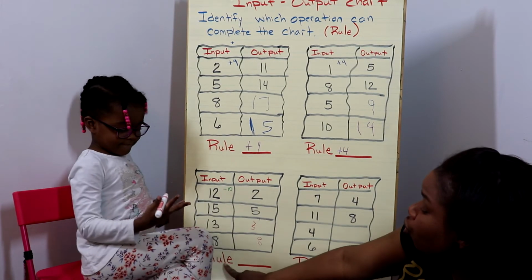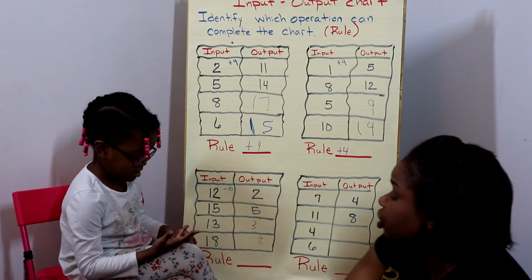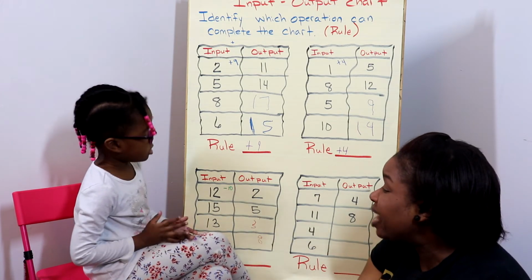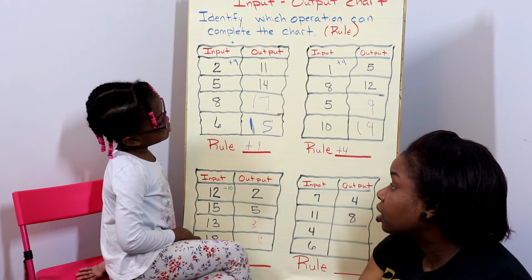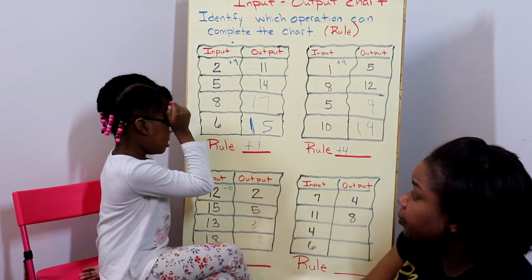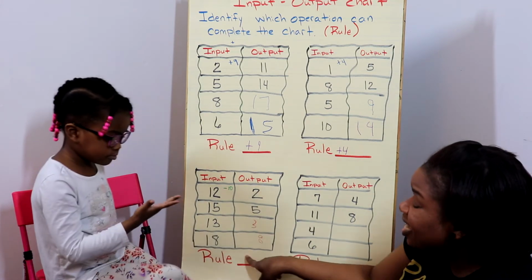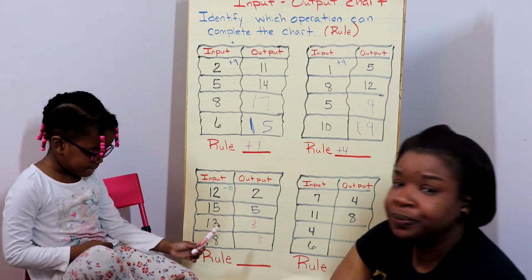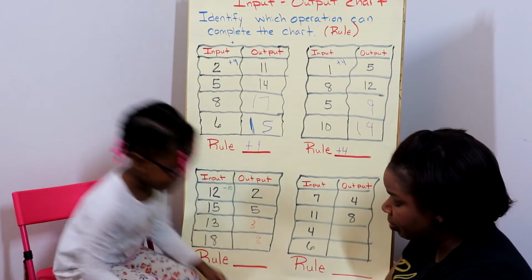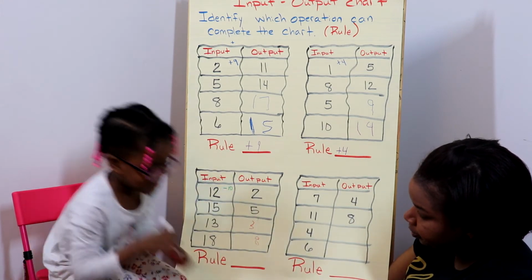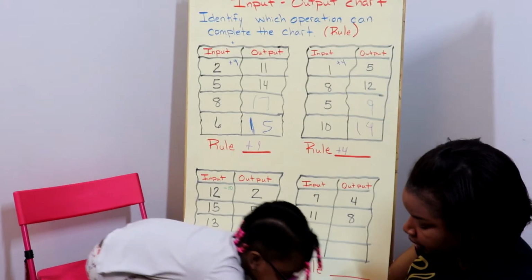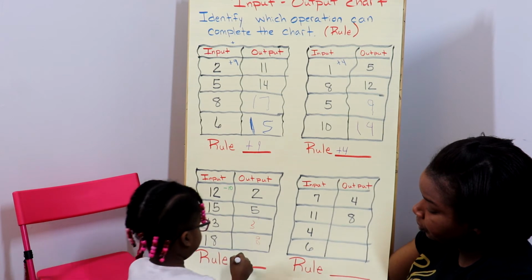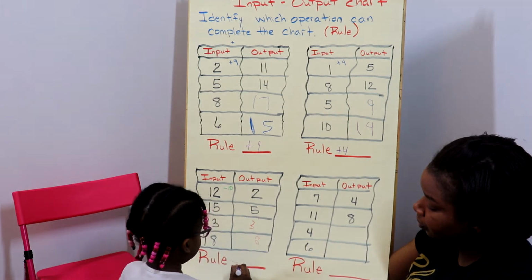Okay, now, what was the rule? How did we solve the problem? What did we use? We used 10. But what was the operation? Did we add or subtract? For this one, what did we do? Subtract. So you have to put take away 10, minus 10, right? Minus 10 right there. Pick one. Minus.